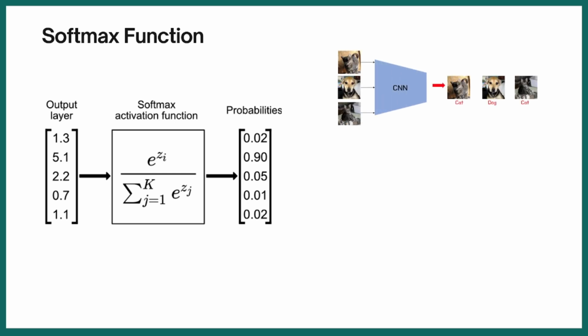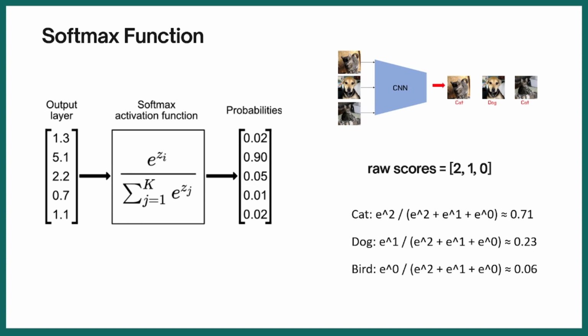For example, let's say you're classifying images of animals: cat, dog, or bird. If the raw scores are 2, 1, 0, the softmax outputs probabilities like this. This means the network predicts cat with 71% confidence.